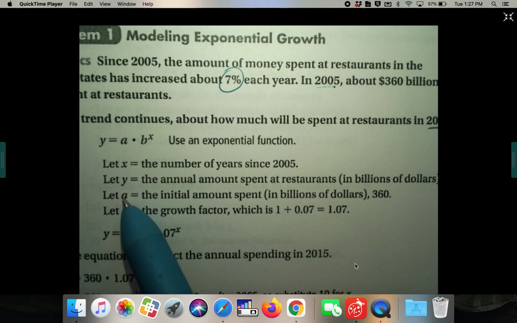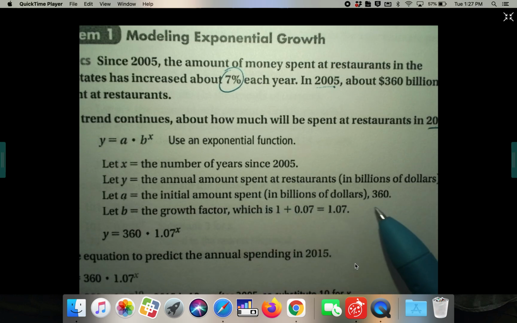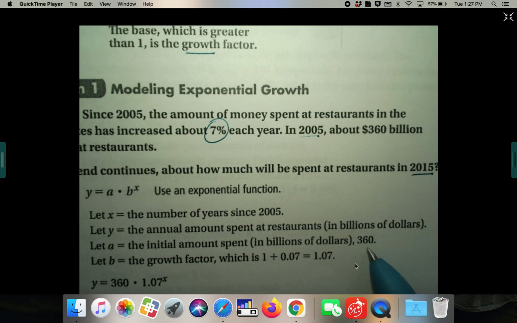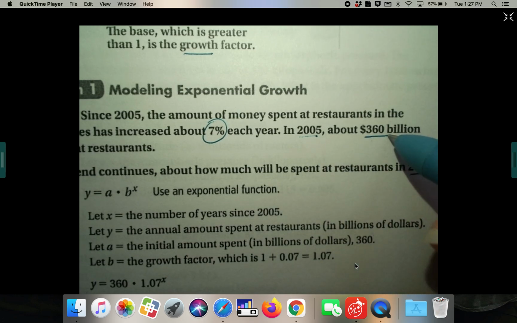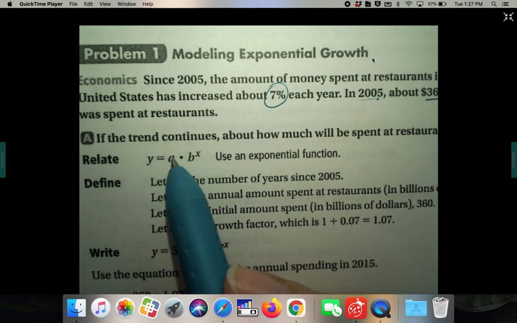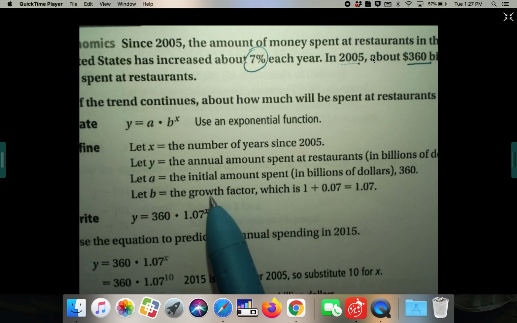Okay, a is still the y-intercept. So what that represents is the initial amount spent. So the reason it's 360 is because we're starting at 2005, and they told us that in 2005 about $360 billion was spent. So that's our y-intercept. That's our initial amount. And then b is the growth factor. So that's like the pattern.